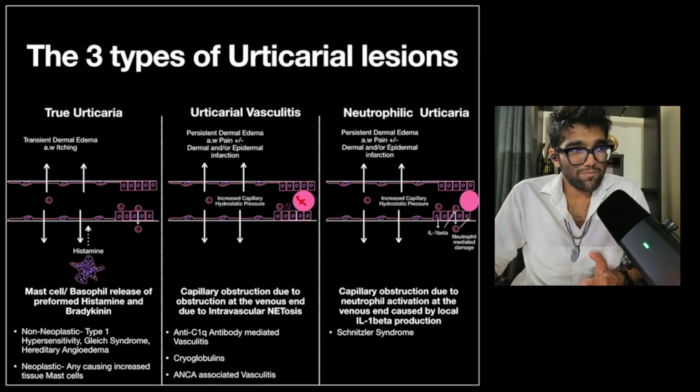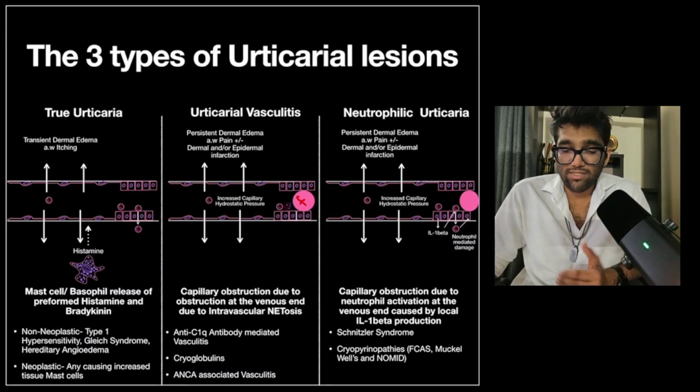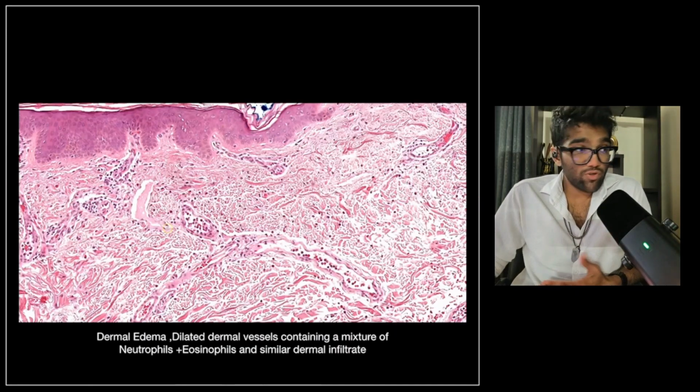Okay, now if this doesn't make that much sense to you, I'm going to be discussing this in detail as a separate topic. Either way, that is what happens in Schnitzler syndrome. Because of that, there is increased interleukin 1 beta production, and that is what we've just seen is the cause of neutrophilic urticaria. Now, this can also happen if you have a genetic problem in which these inflammasomes are overactive. So that includes a group of diseases known as the cryopyrinopathies. This includes FCAS, that is familial cold autoinflammatory syndrome, Muckle-Wells syndrome, and NOMID, which all fall under the general heading of cryopyrinopathies. Then let's move on to the actual histology.